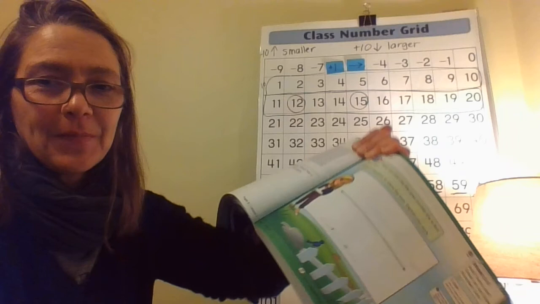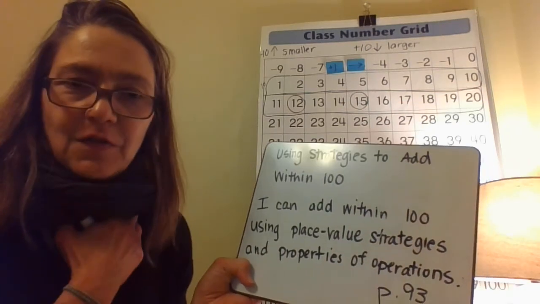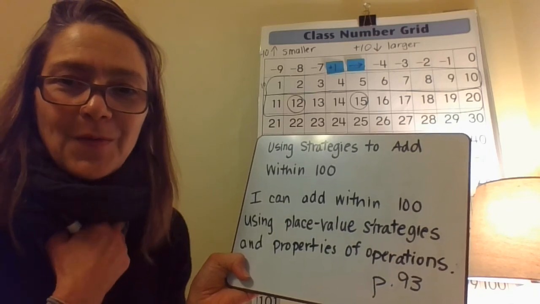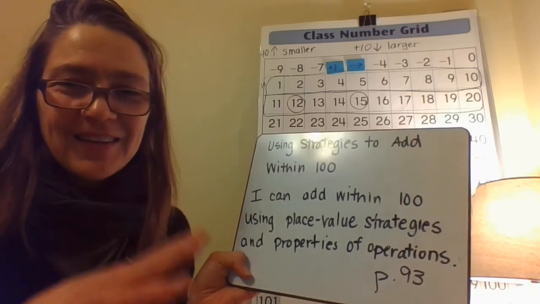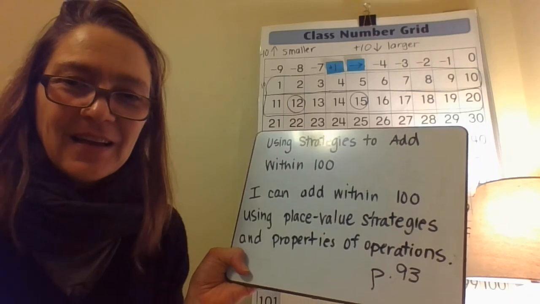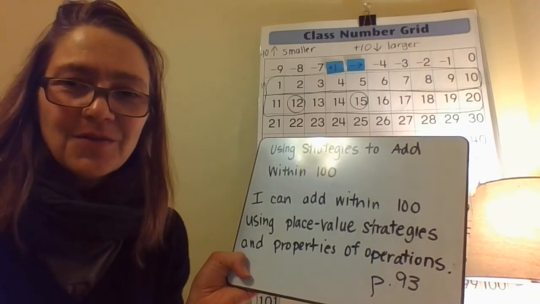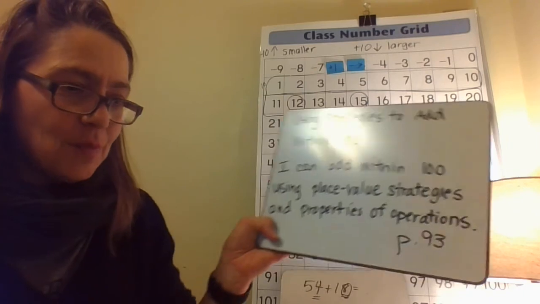Remember, we are using strategies to add within property and the associative property. Okay, and those are fancy terms, I know, but you'll get the hang of it and you'll hear them again. And you already know how to do one of them really well. You know the turnaround fact, and that's the commutative property.